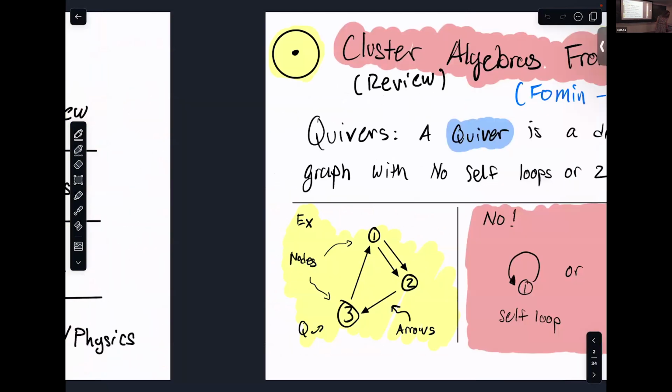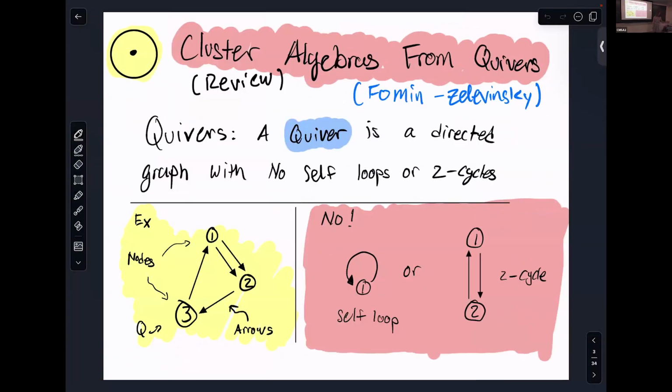We already saw a pretty good introduction to cluster algebras, so I'm just going to do it a little bit quick, but maybe it's nice to see the definitions again. I always think about cluster algebras coming from quivers. For me, a quiver is just a directed graph, and we just have the requirement that there are no self loops, or you can think of that as a one cycle, or a two cycle. So there's a perfectly good example of a quiver.